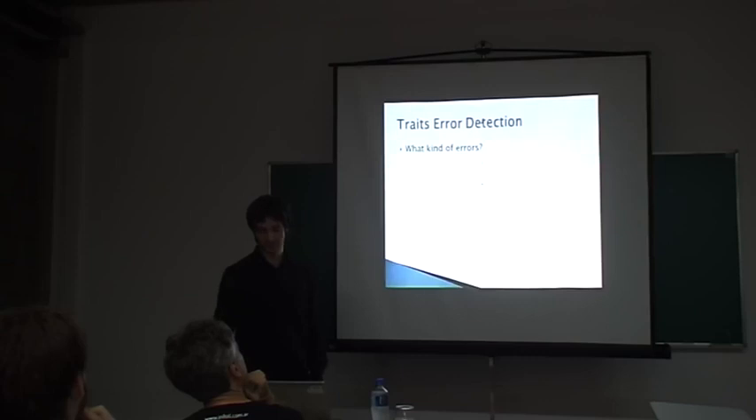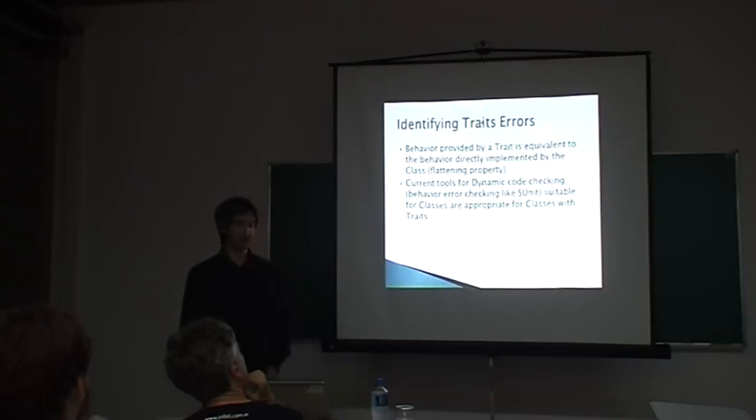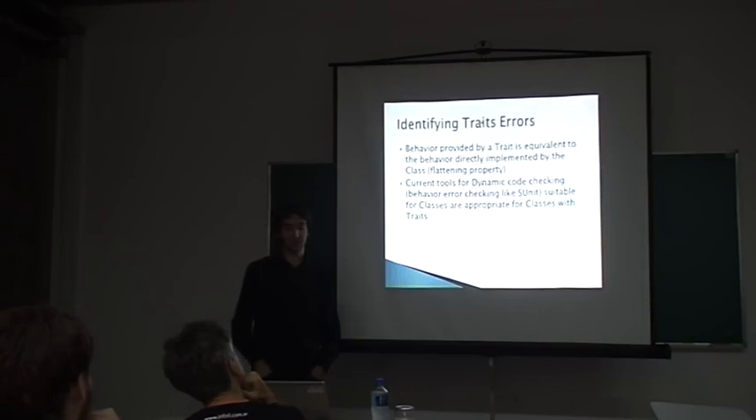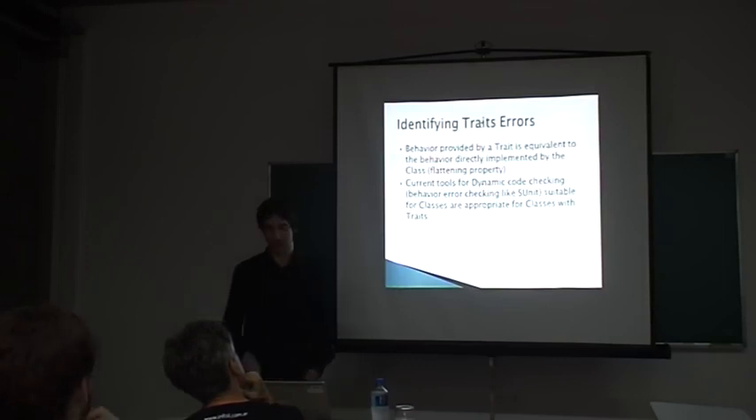Well, what kind of errors are we going to search for with our tool? Well, the behavior provided by a trait is equivalent to the same behavior implemented in the class. So all the tools to detect or verify behavior are suitable for classes only and classes plus traits. So you don't actually need different dynamic code checking, because you are just checking the behavior of the system. So any dynamic code checking is suitable for both models.